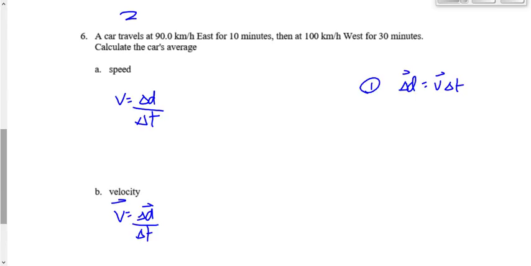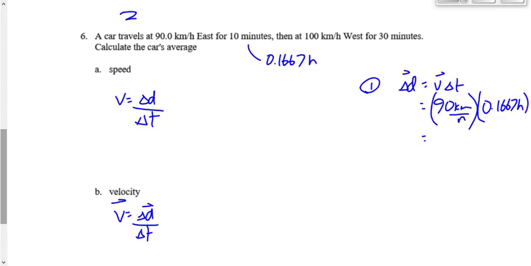In the first stage, my velocity is 90 kilometers per hour, and my time is 10 minutes. What is that in hours? 0.1667, I think. Is that right? Oh, I did it in meters per second, actually, on my answer key. Oh, well. We'll stick with this. 0.1667 hours. So let's figure that out.